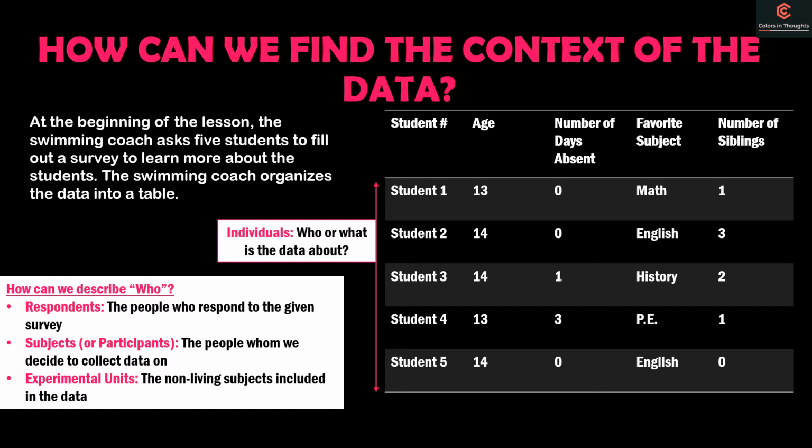How can we describe the who of the data? The respondents are the people who respond to the given survey. Subjects or participants are the people whom we decide to collect data on. The experimental units are the non-living subjects included in the data.